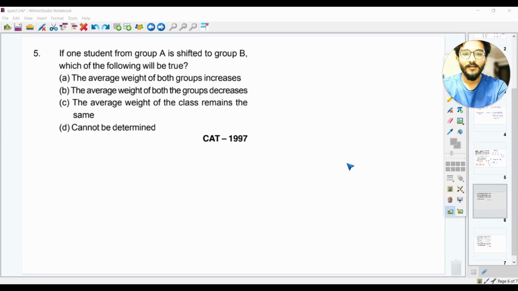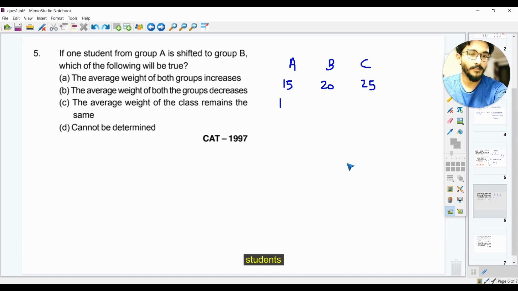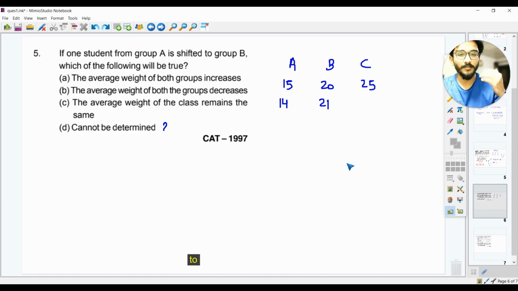Right? Now moving to the fifth question. Let's read the question. If one student from group A is shifted to group B, which of the following will be true? So what was the case? Case was like this. We have 3 sections and these are the number of students in them. One student is shifted from here to here. So there are 14 remaining and 21 in the A and B sections. Now, which of the following will be true? So we have to read the statements A, B, C, D and we have to say which one is true.